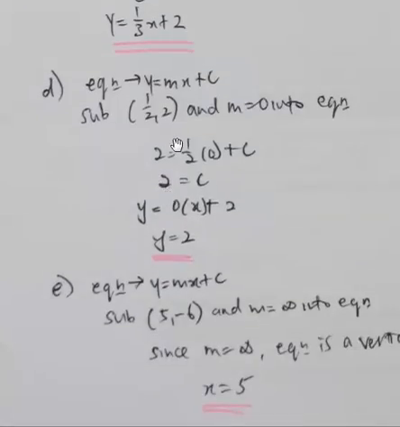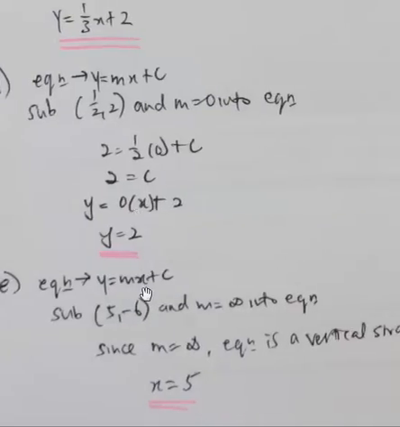For D, we sub in x equals 1/2, y equals 2, and m equals 0 into the equation y equals mx plus c. So 2 equals 1/2 times 0 plus c, c equals 2. So since the gradient is 0, y equals 2.